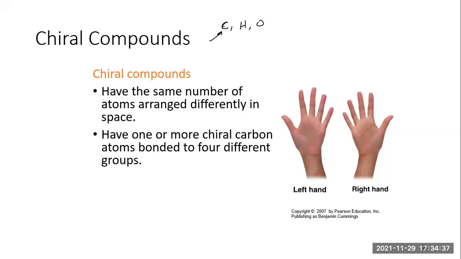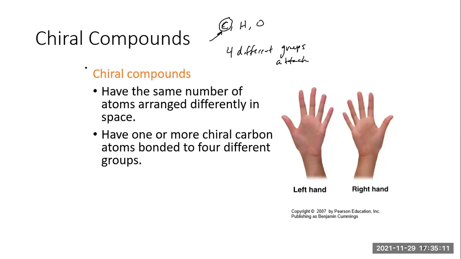A lot of times we look at this carbon and we look for whether it has 4 different groups attached. So they have the same number of atoms, but they're arranged differently in 3-dimensional space. When we look at carbohydrates, we look for a carbon with 4 different groups attached to it, and that would make what is referred to as a chiral carbon.